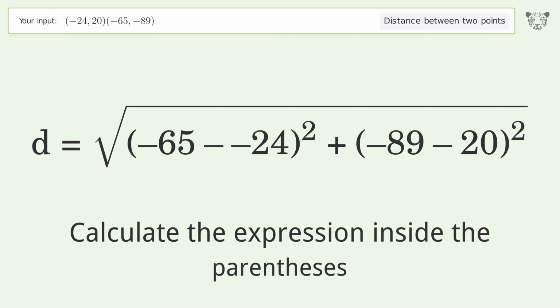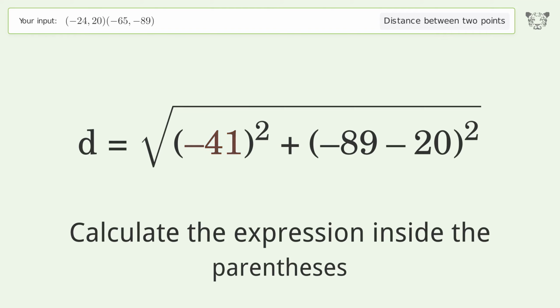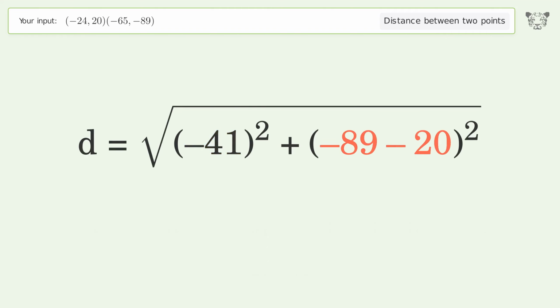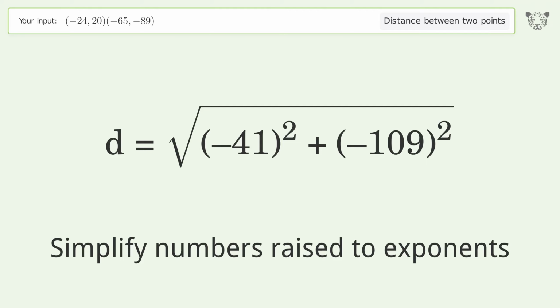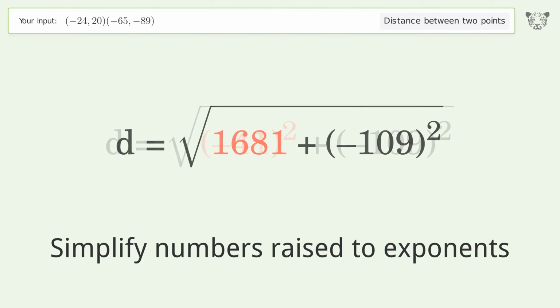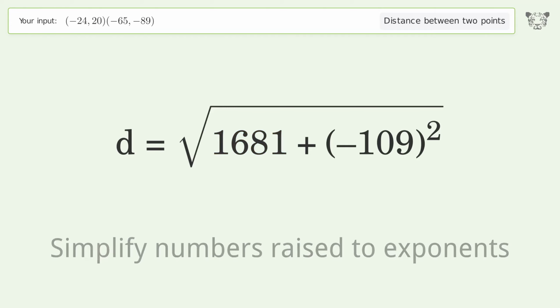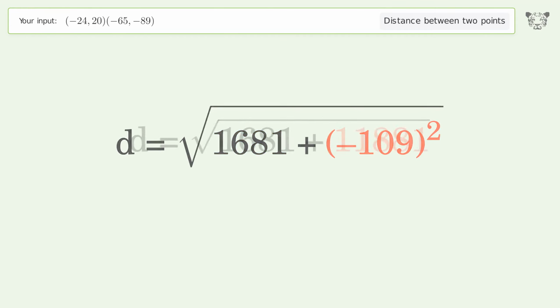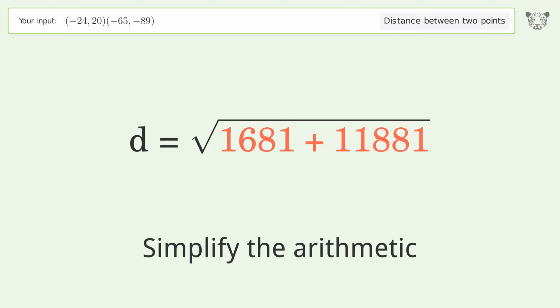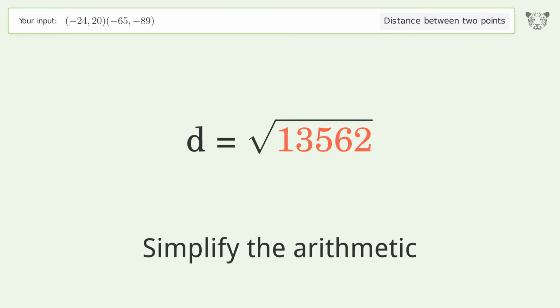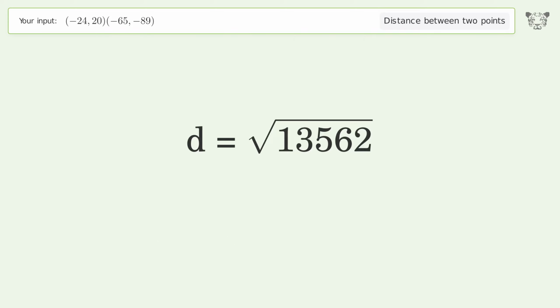Calculate the expression inside the parentheses. Simplify numbers raised to exponents. Simplify the arithmetic. And so the distance between the 2 points is the square root of 13,562 or 116.456.